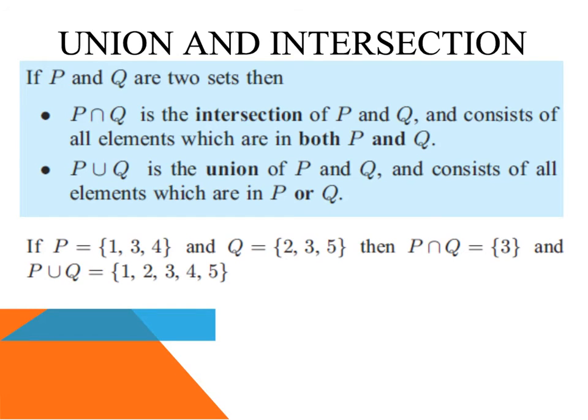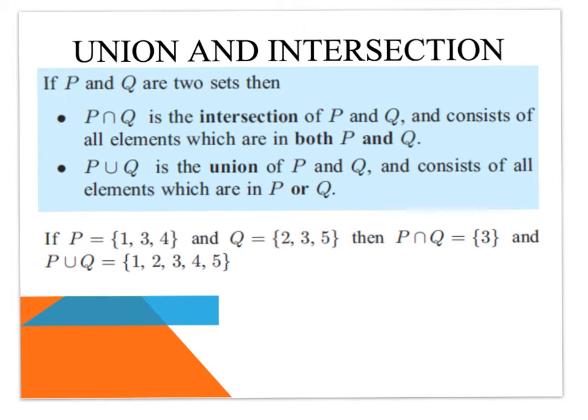And we've gone over union and intersection before, so this should be a pretty quick review. If P and Q are two sets, then P ∩ Q, with the upside down U, is the intersection of P and Q. So that's all the elements that are in both P and Q. If it's in both sets, then it's in the intersection. P ∪ Q, which is just the regular U, is the union of P and Q and consists of all of the elements that are in one or the other. That means we're going to bring everything together.